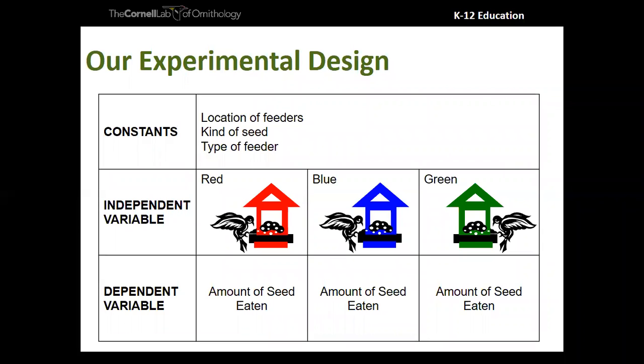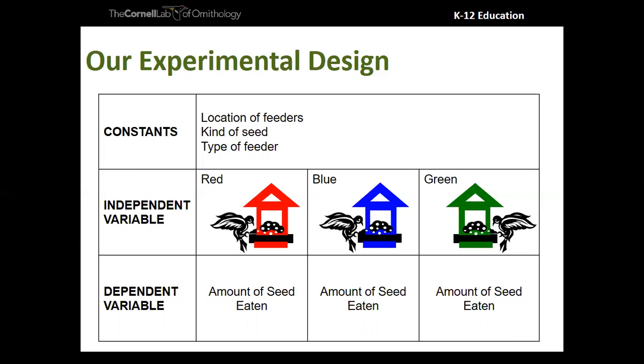So for an example, if we wanted to test red, blue, and green feeders, this is how it would shake out in our variables. And I definitely recommend doing charts like these with students. I think it's a really helpful way to visualize and understand the different variables. So our independent variable, or the thing that we're changing, is going to be the feeder color.